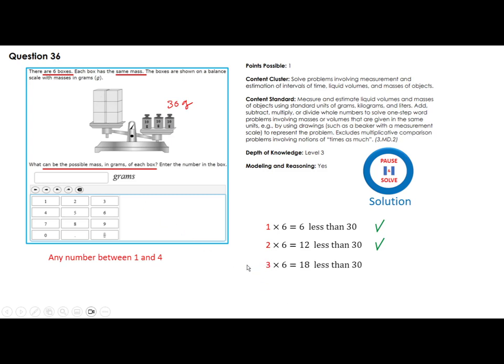3 times 6 is 18. Yes. Can I have 4? 4 times 6, 24. That's good too. Can I have 5? That's 30. If I have 5 grams in each one of these, then the scale will be balanced. They will be 30. That's not good. Okay? So any number between 1 and 4. You can choose 1, 2, 3, 4, or 1.5, 2.5. Any number between 1 and 4. Okay?